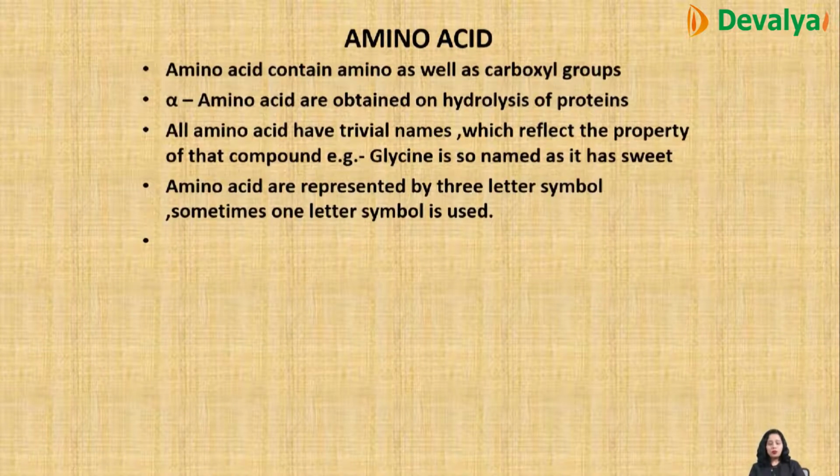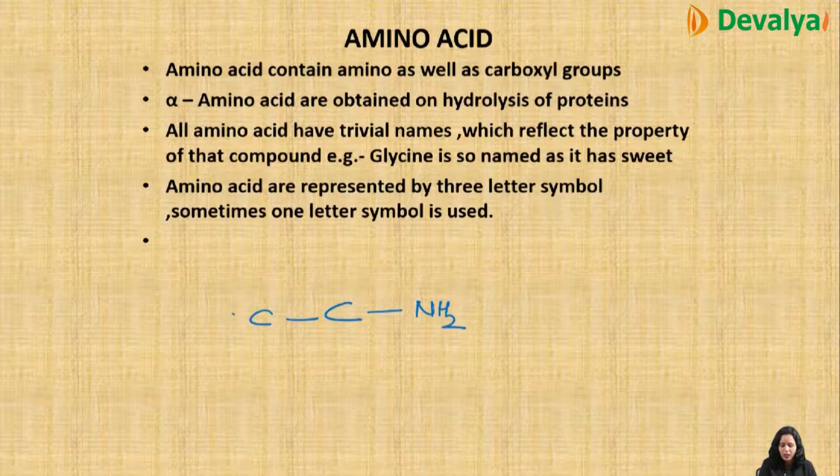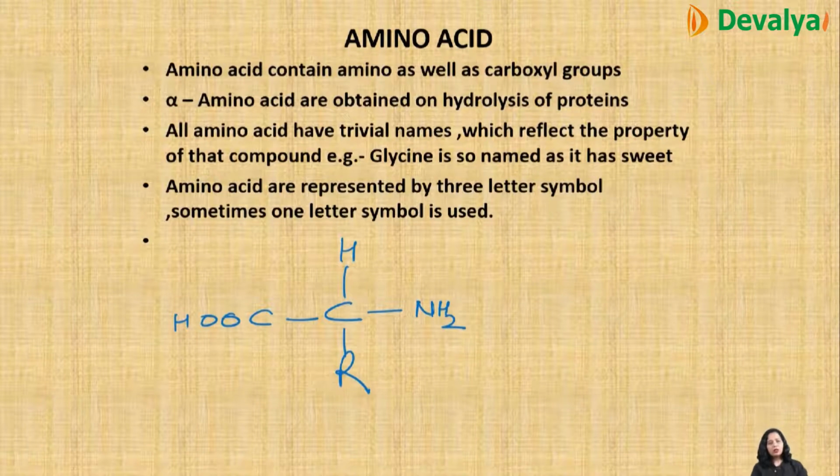Now amino acids contain both an amino group and a carboxyl group, that is NH2 group and COOH group. Alpha amino acids are obtained on the hydrolysis of the protein. All the amino acids have trivial names, with a 3-letter symbol. For example, if we say glycine, then the 3-letter symbol is GLY. Similarly, it can be a 1-letter symbol, like V or G also. And the structure is like you have amino on one side and carboxyl on another side, and H and R. So this is the amino and this is the carboxyl group. So they possess both acidic as well as basic groups.